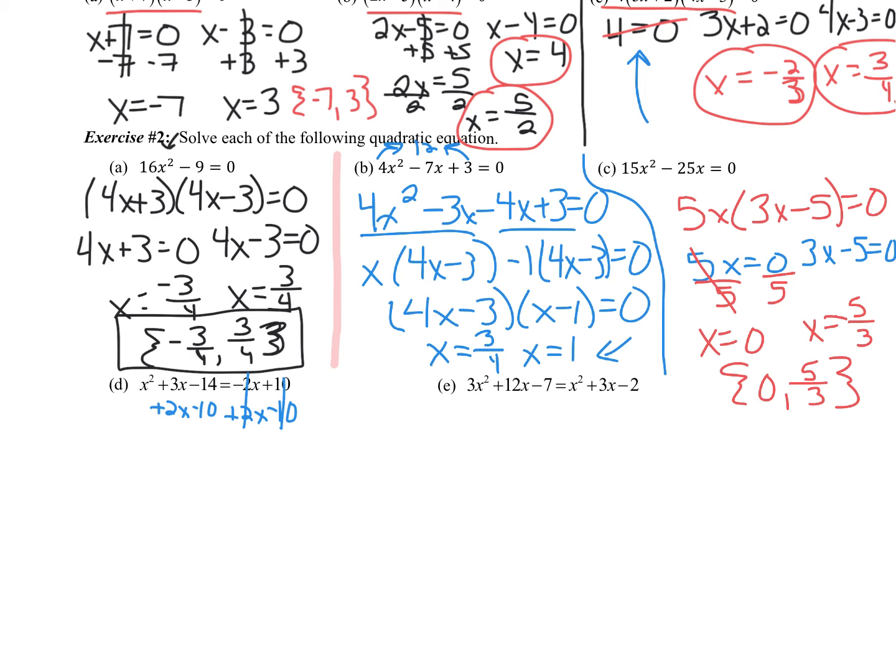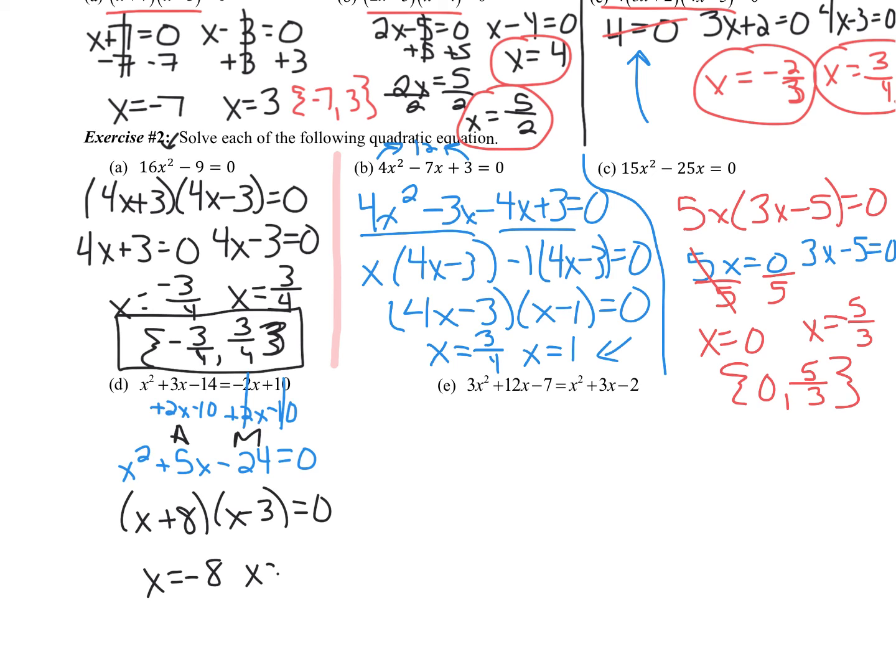and move those over. So that's going to give me x squared plus 5x minus 24 equals 0. Now, this quadratic is a nice easy one, right? We have a equal to 1, so we're just finding numbers that add up to 5 and multiply to -24. Those numbers are +8 and -3. So if I solve this equation, if I set each factor equal to 0, I get a -8 and a +3.